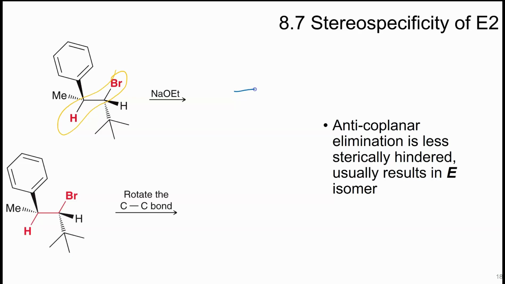The product of that would be, so this methyl and the tert-butyl are going to be on the same side, and the phenyl and the hydrogen will be on the same side because they were on the same side of the reaction here. The double bond that forms is here. So this would be the product of that reaction.